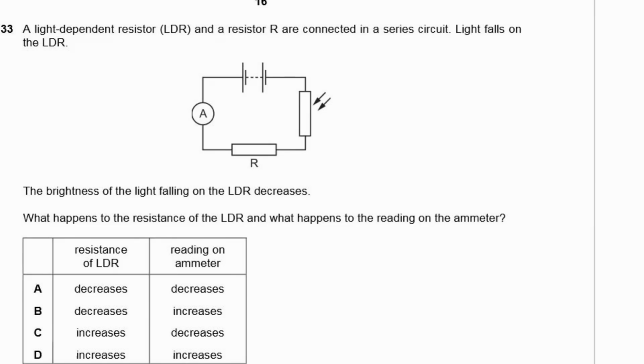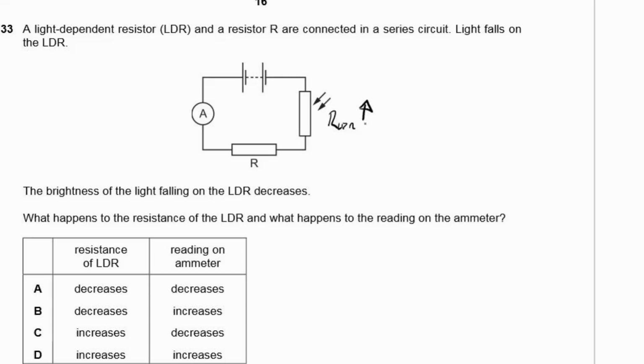33. A light-dependent resistor and resistance R are connected in a series circuit. Light falls on the LDR. The brightness of the light falling on the LDR decreases. Ooh, okay, so that's important. The brightness of the light falling on the LDR decreases, which means the resistance of the LDR will increase. Because the more light, the less resistance. Less light, more resistance. What happens to the resistance of the LDR, and what happens to the reading on the ammeter?